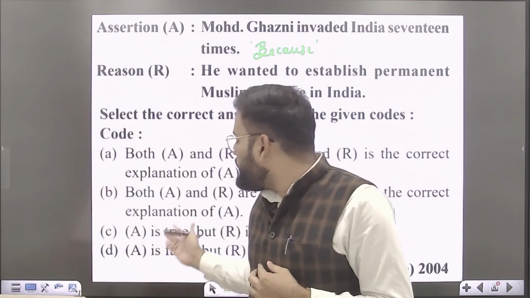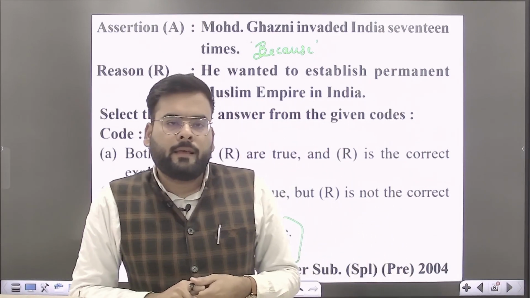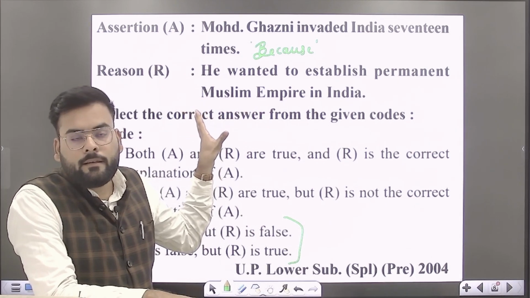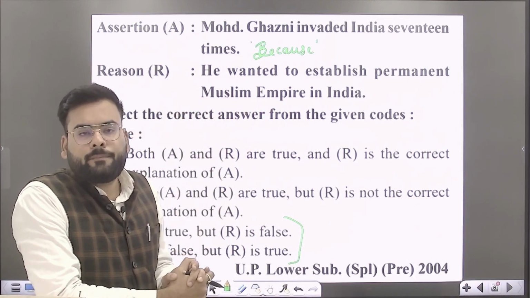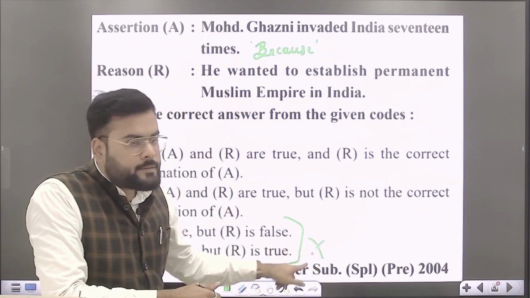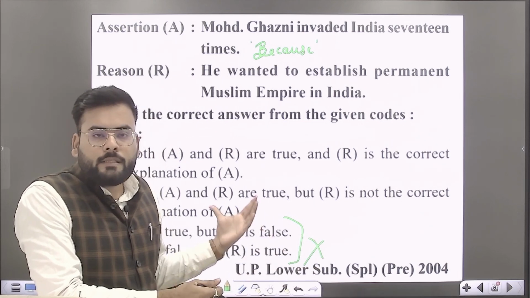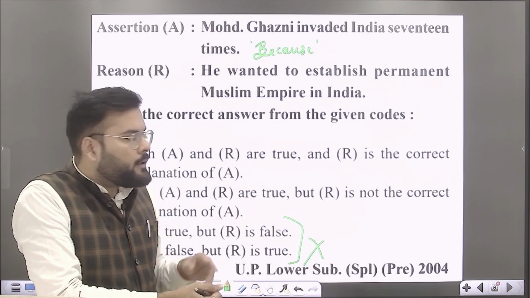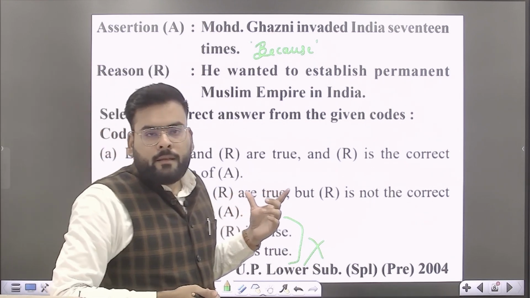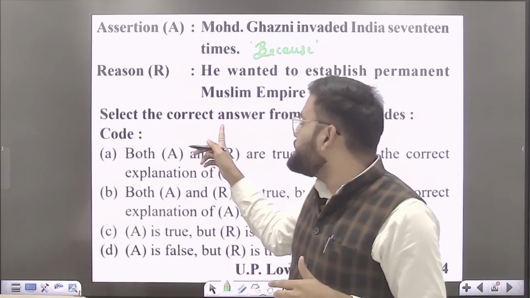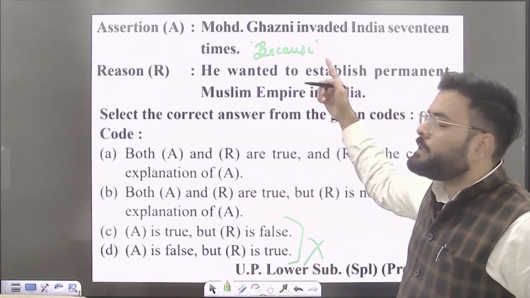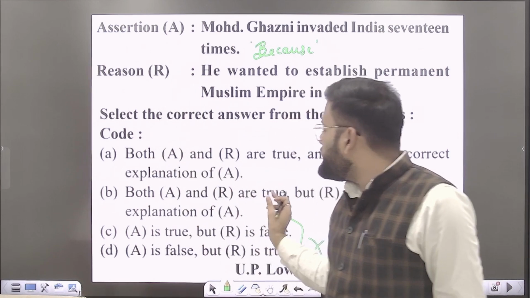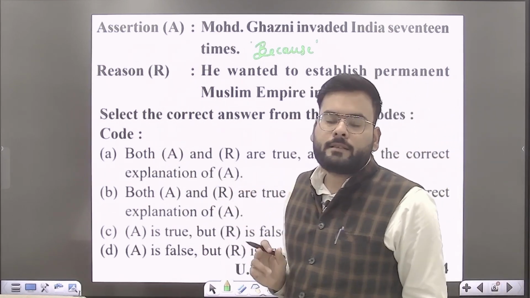either A is false or R is false. But when you find that all the statements belonging to the assertion and reason are factually correct, then you should forget these two options. And option C or D cannot be your answer. So we are now left with two options: either the reason is explaining the assertion in the right way, or the reason is not the explanation of the assertion.